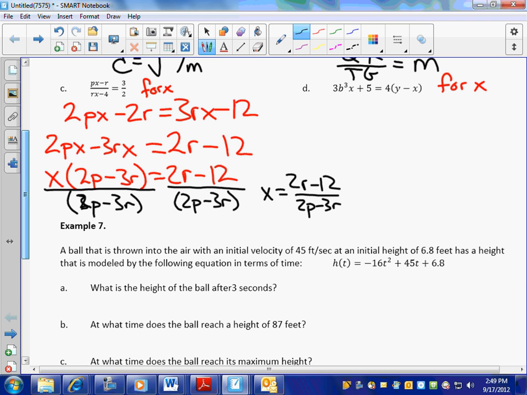You could. But if you take out a 2, can you take out a 2 on the bottom? No, if you could take out a 2 on the bottom, then you would take out a 2 on top as well so that they could cancel. But nothing's going to cancel, so we don't really need to factor it. We only factor to try to cancel stuff.